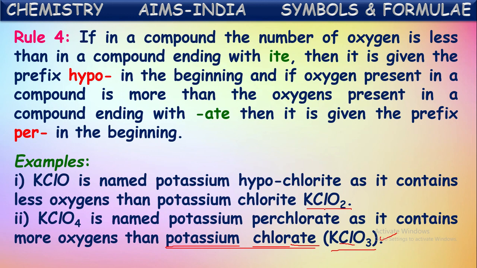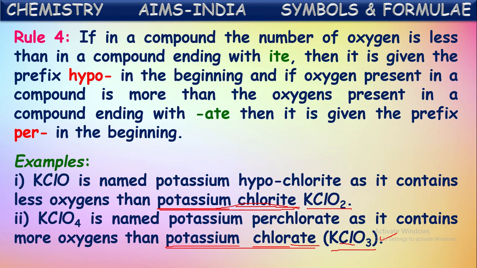And the other compound, KClO2. In this also, first the metallic element's name is written, and then the non-metal other than oxygen, that is chlorine. Chlorine's name is written, and at the end of chlorine's name, "ite" is attached. Now it becomes potassium chlorite. In this way, these two compounds are named.